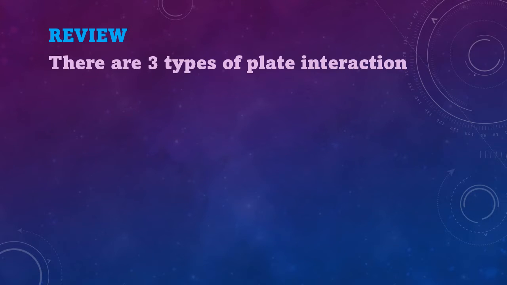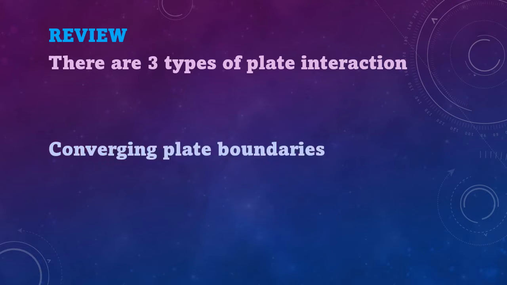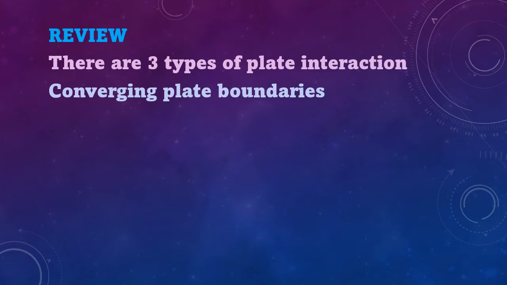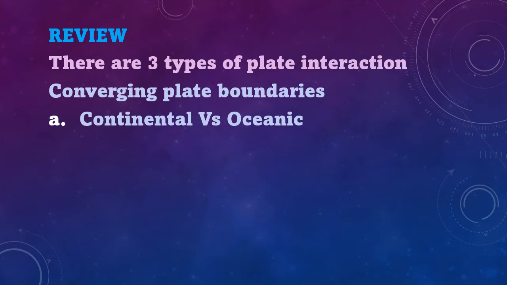Before we start our lesson for today, let us have our review of the past lesson, and it is all about the three types of plate interaction. The first type is the converging plate boundaries, which is classified into three. The first one is continental versus oceanic, that produces subduction zone, earthquake, mountain ranges, and formation of volcano.